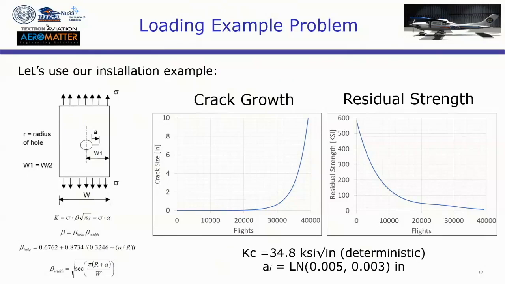We're going to use the same installation example problem that we used before. We have this geometry where we have the beta parameter for the hole and the beta parameter for the width; the total beta is the multiplication of both. We're going to use KC equal to this deterministic value, 34.8 ksi square root inch. And the initial crack size is going to be a lognormal with these parameters, okay? So we have our crack growth and our residual strength.